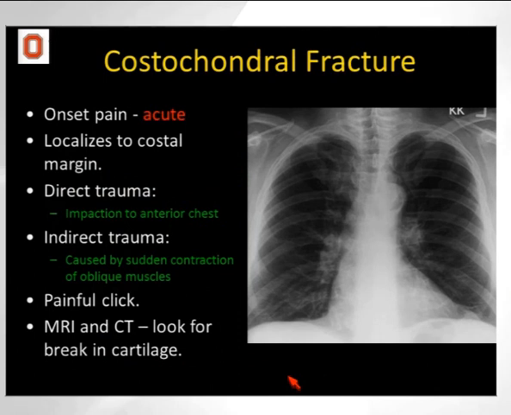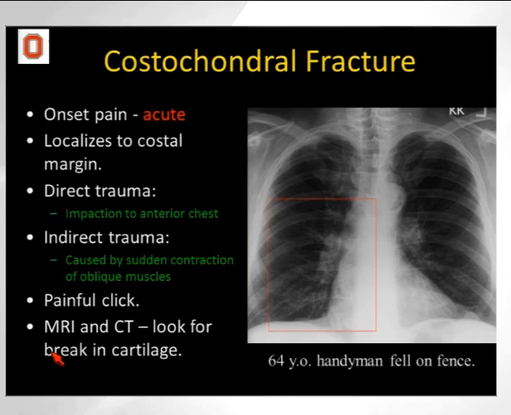When on the left side, it can mimic those of myocardial infarction. There are 2 etiologies: either direct trauma, which is really easy to ascertain, but those that are from indirect trauma or overuse from sudden contraction of the oblique abdominal musculature, much more difficult to diagnose.